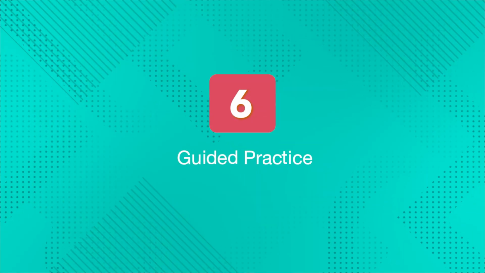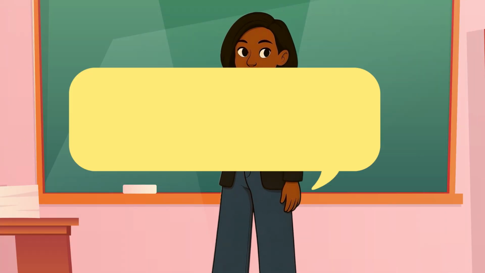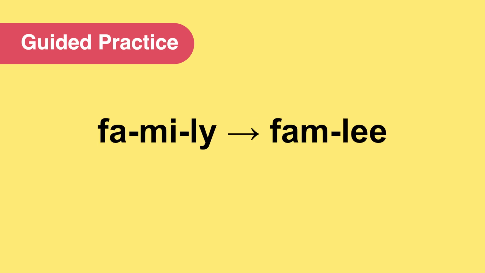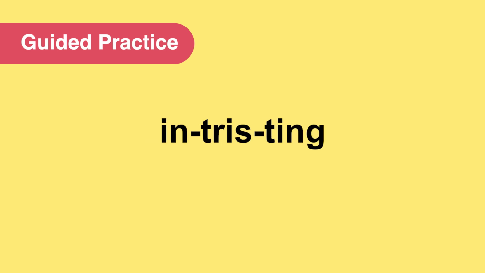Let's pause here and practice together. Say each word slowly first, listening for the beats, then say it again naturally. Table, student, family, beautiful, necessary, interesting.